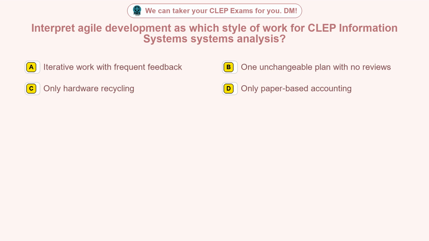Question 70. Interpret agile development as which style of work for CLEP Information Systems analysis? Option A, iterative work with frequent feedback. Option B, one unchangeable plan with no reviews. Option C, only hardware recycling. Option D, only paper-based accounting. The correct answer is option A, iterative work with frequent feedback.